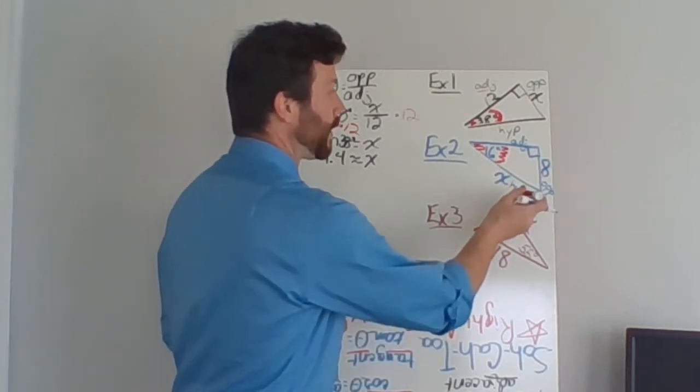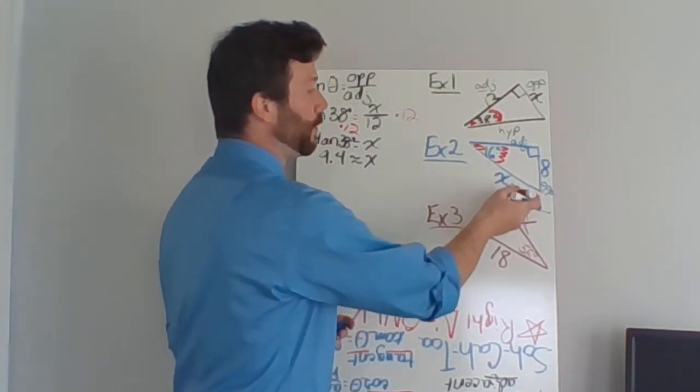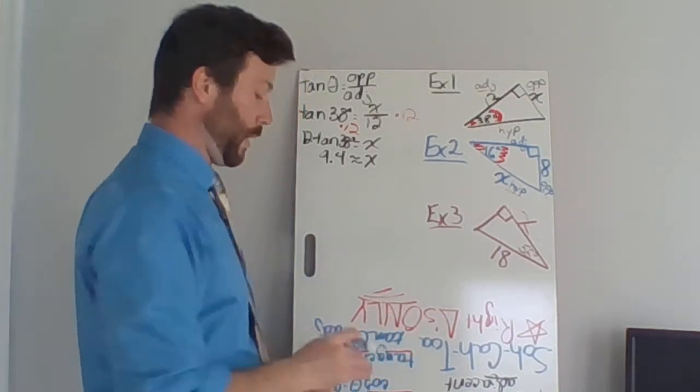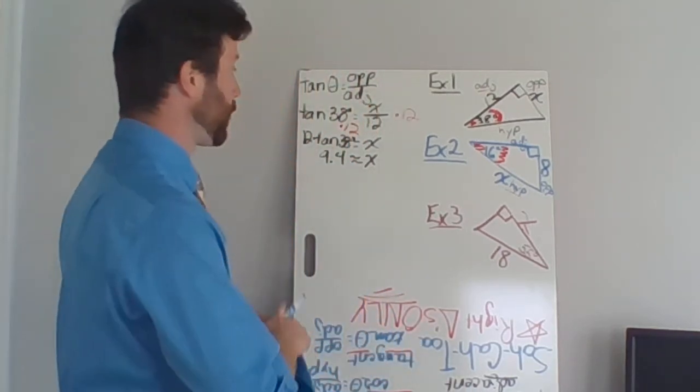So I have the opposite. I'm looking for the hypotenuse. So what I'm going to do is set up that equation. Now I need some space, so I'm going to erase some of this stuff.